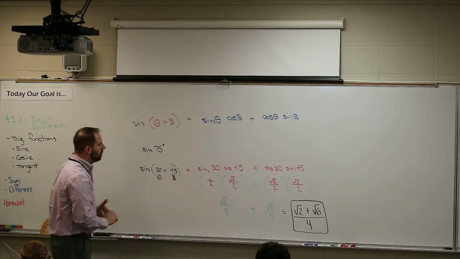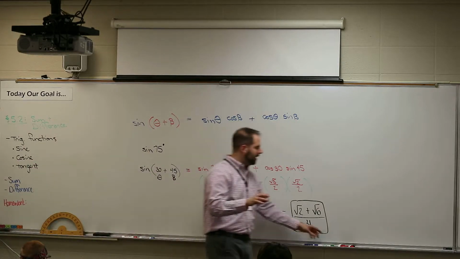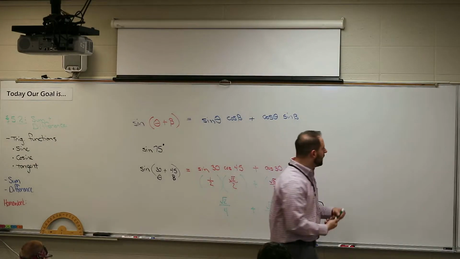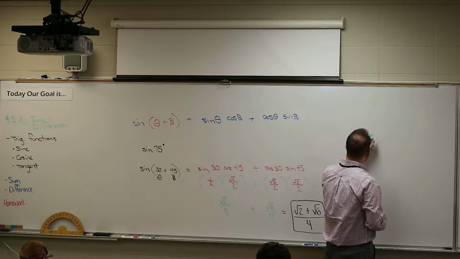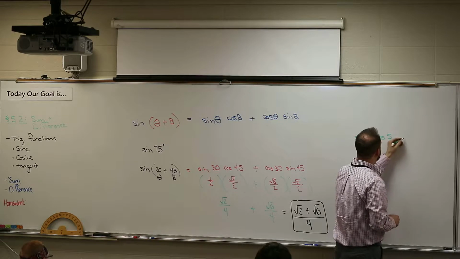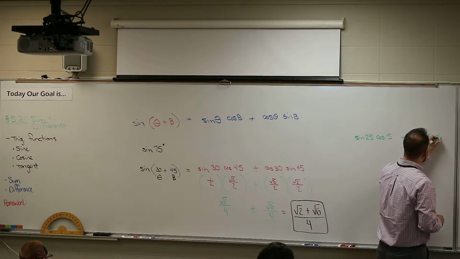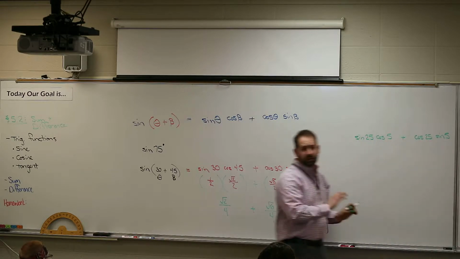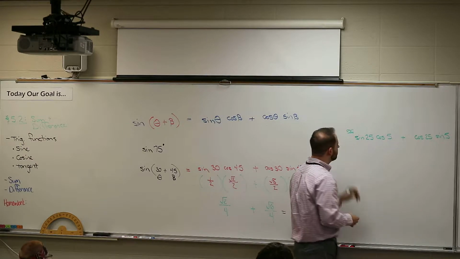All fine and dandy. There is one particular problem I do want to talk about. It's in the book. You're going to see it once we get to the homework on this. It's this rare problem, and I think it was funny the way that you actually solved it. This is a problem that I saw. It was sine 25 cosine 5 plus cosine 25 sine 5. That's how the problem starts. That's the example. I thought this was a funny problem because do you agree that it looks like this? Yeah.